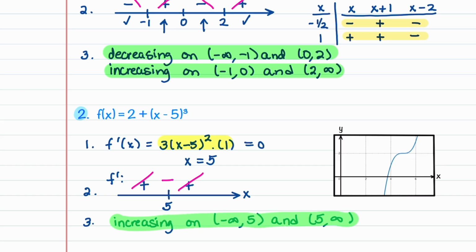Here's our answer then. And before we go on to the next problem, let's look at our graph over here on the right. This is our critical point when x is equal to 5. You can see that there is a horizontal tangent there. And then to the left and right of that point, our function is increasing.